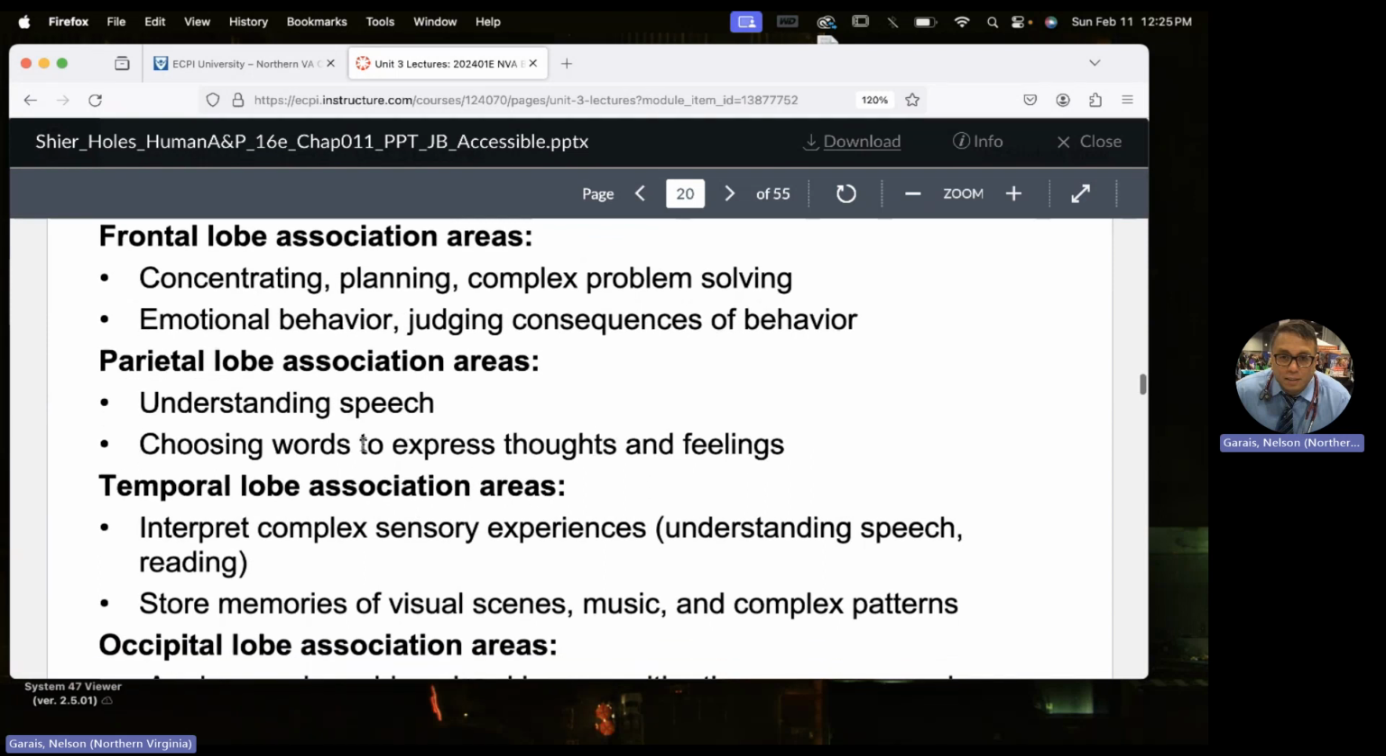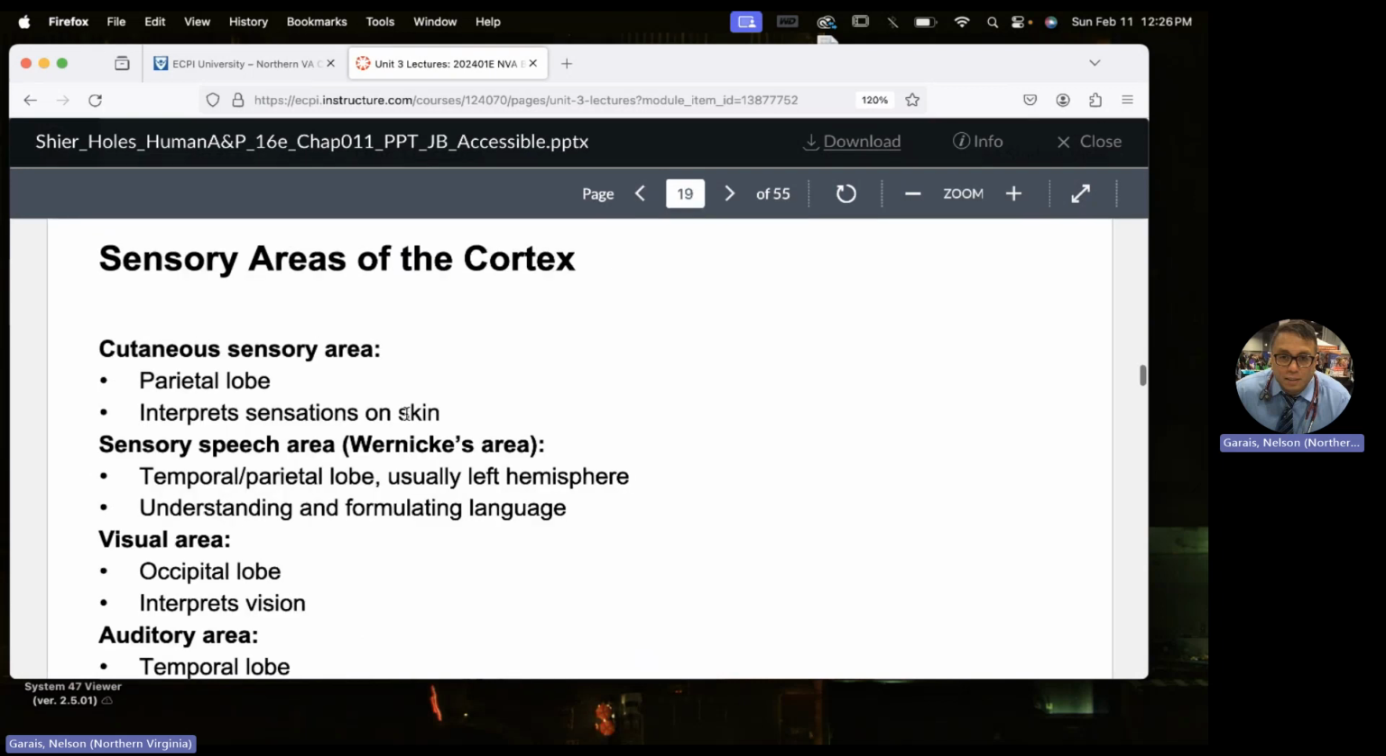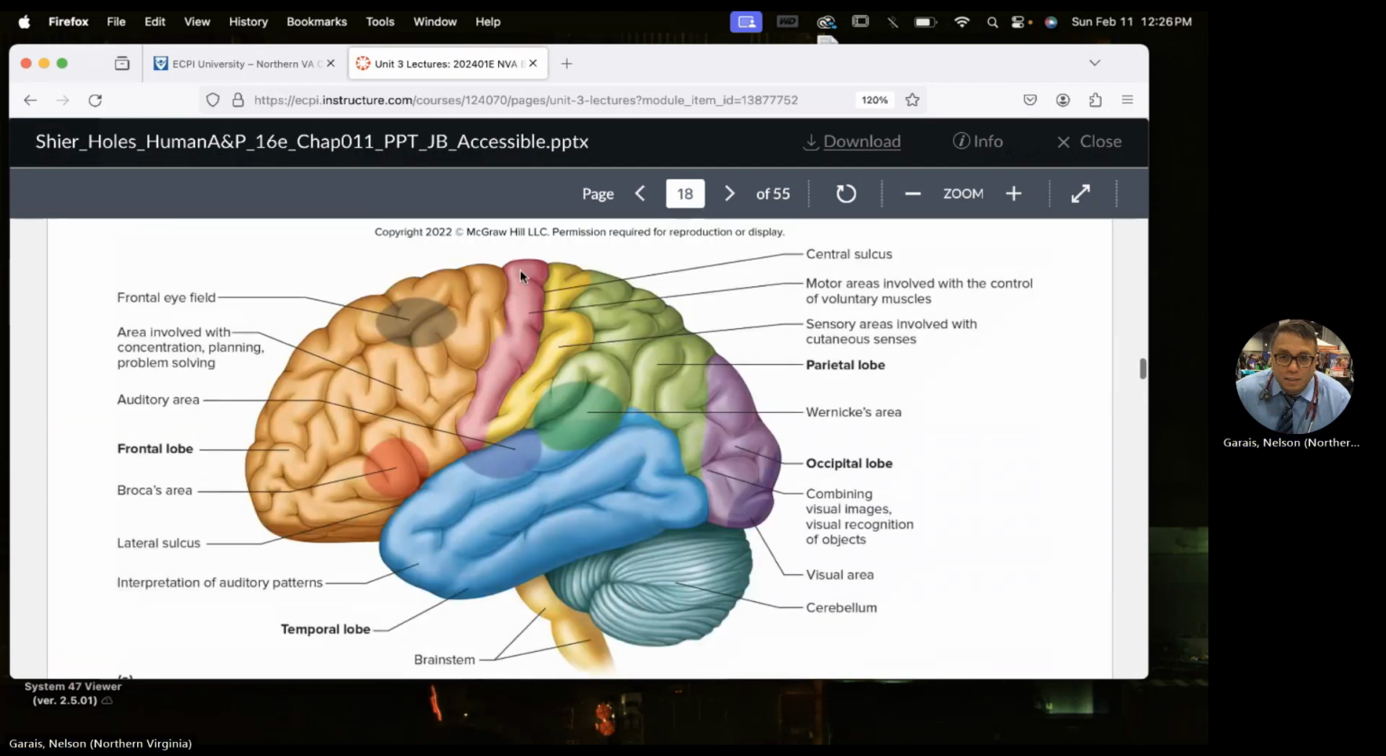Frontal, parietal. So this parietal lobe association areas, understanding speech, choosing words to express thoughts and feelings, cross this out. This is true. The person who wrote this isn't lying, but I only have 5 weeks with you. I don't have time to tell you why. It's a little bit more complex than that. But definitely the parietal lobe, I want you to associate for this exam, with coordination of what? The motor and the sensory, just right here.